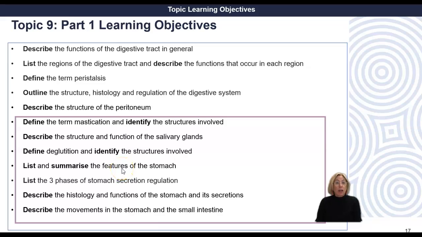Welcome back, everyone. We're now going to move on and talk about the term mastication, be able to define what it means and identify the structures involved in this process, describe the structure and function of the salivary glands, define the term deglutition and identify the structures involved in deglutition, list and summarize the features of the stomach, describe the histology and functions of the stomach and its secretions, and finally, describe the movements in the stomach.